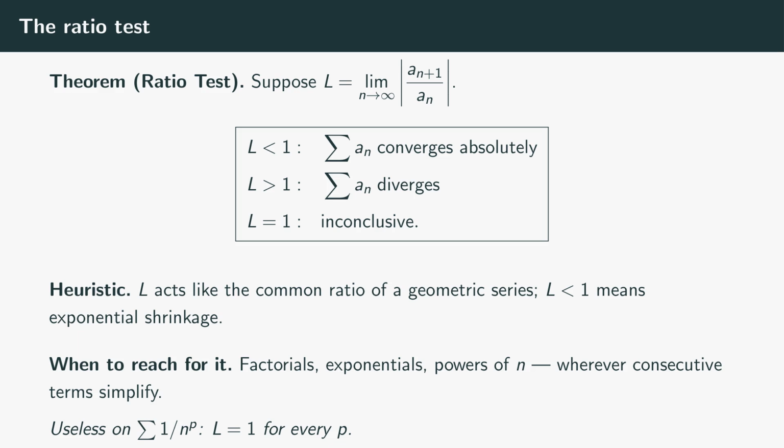On p-series, the absolute value of a_(n+1) over a_n equals the quantity n over n plus 1, to the p, which approaches 1. The ratio test gives L equals 1, inconclusive, for every p. So the ratio test is hopeless against the polynomial family. Use comparison or integral test there.